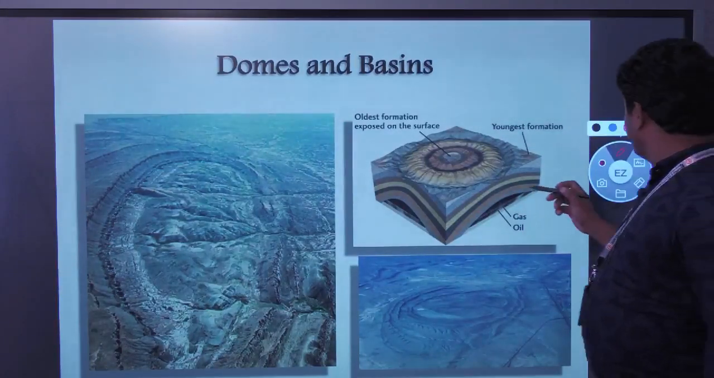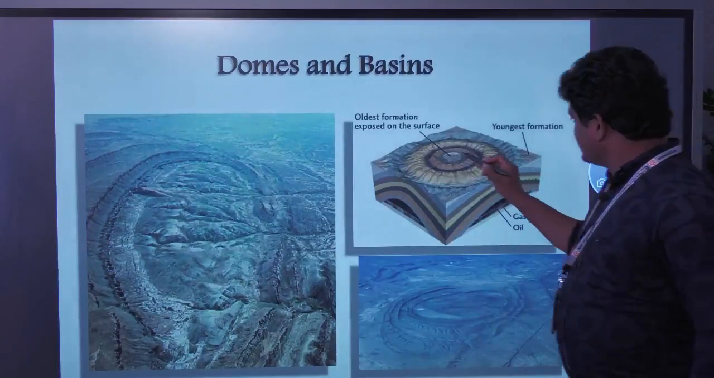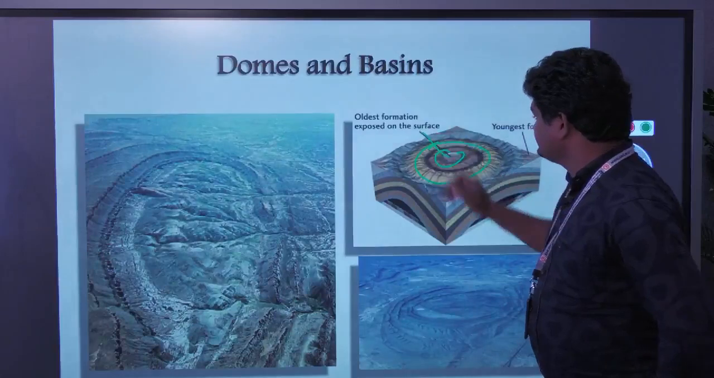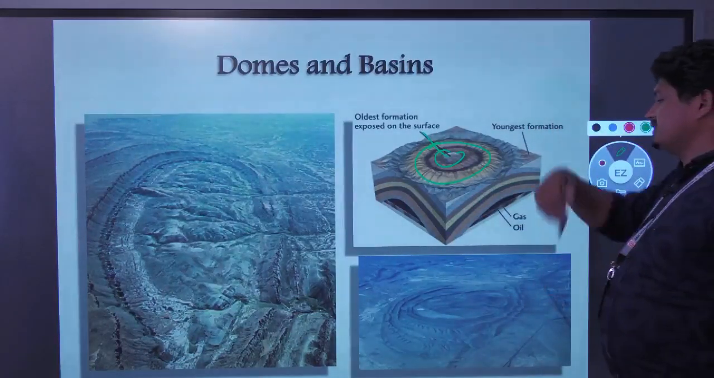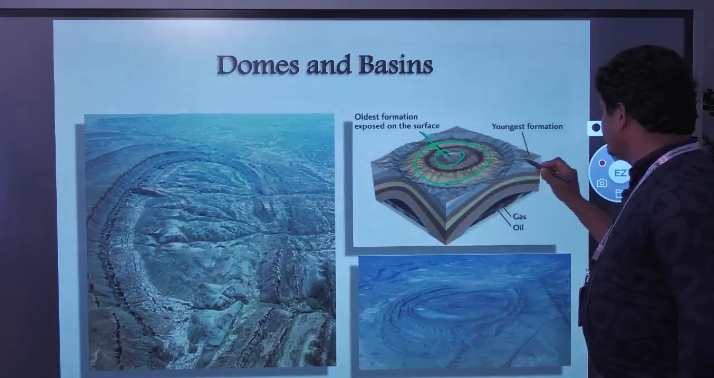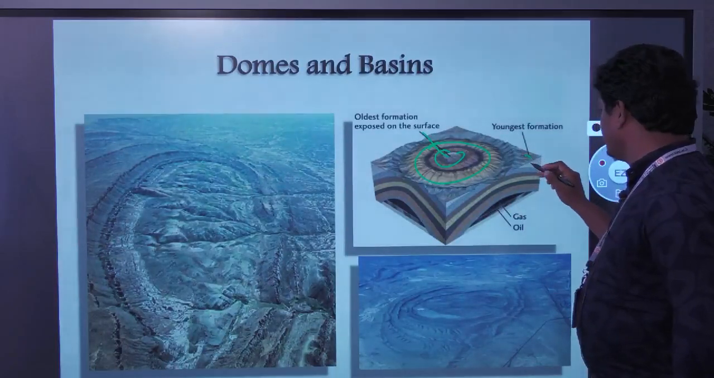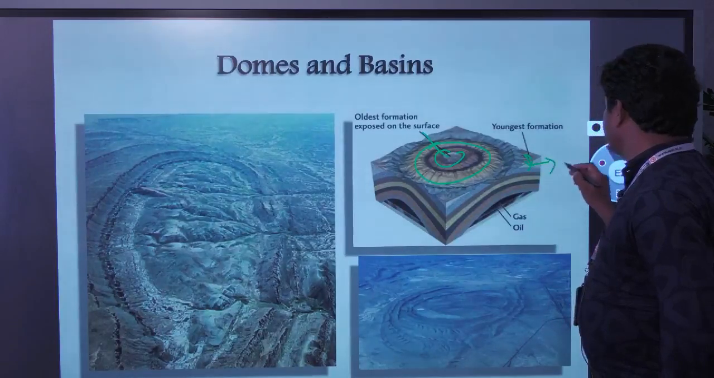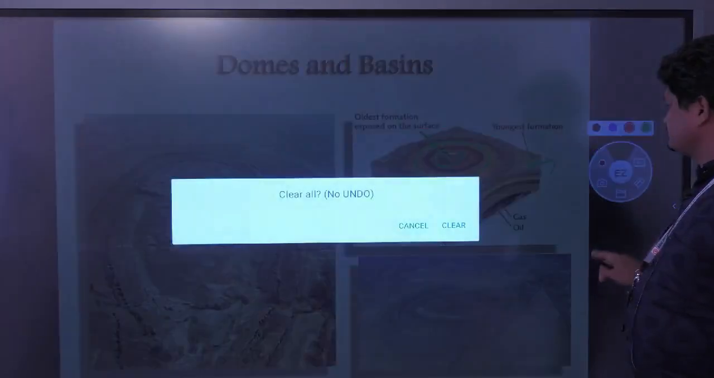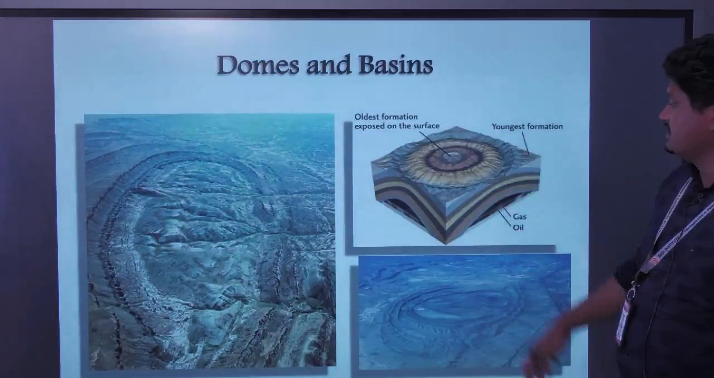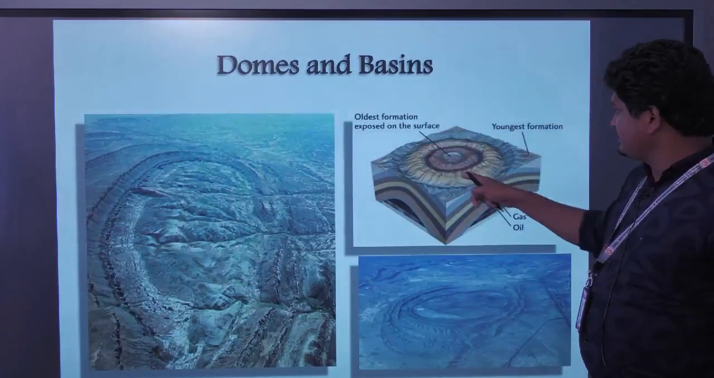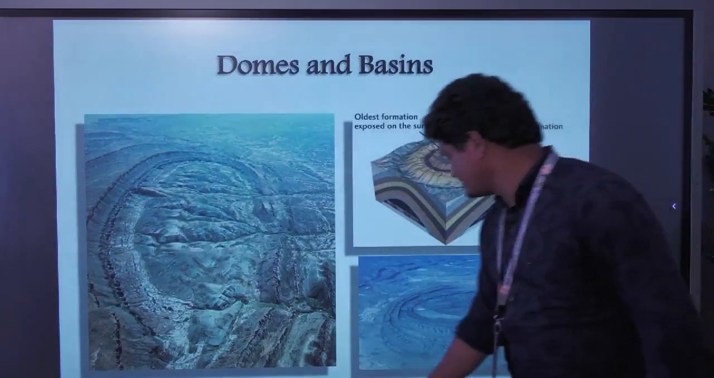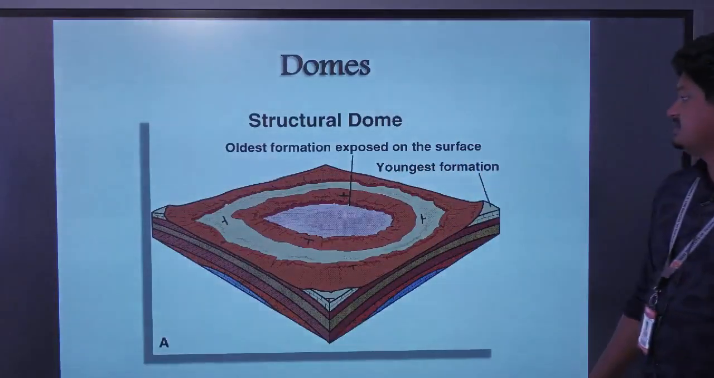In the dome, the older beds will be formed in the center. Similarly, it is vice versa in the basin: the youngest formations will be in the center and the oldest formations on the outside. So this is the dome: the oldest rocks are in the center, while the youngest formations are on the outer side.